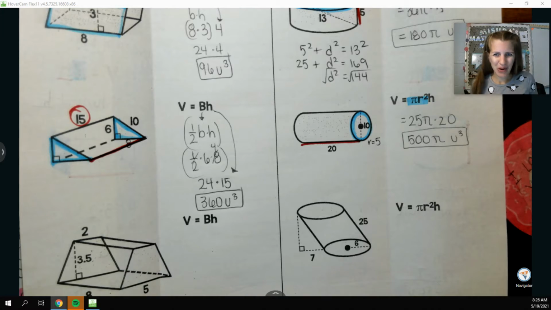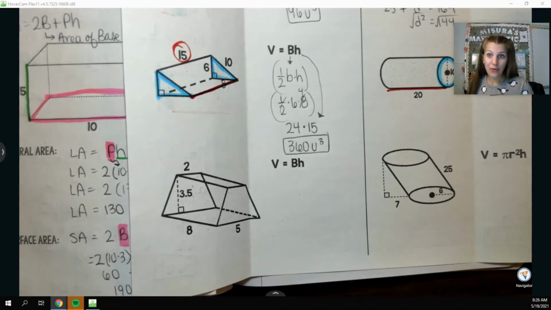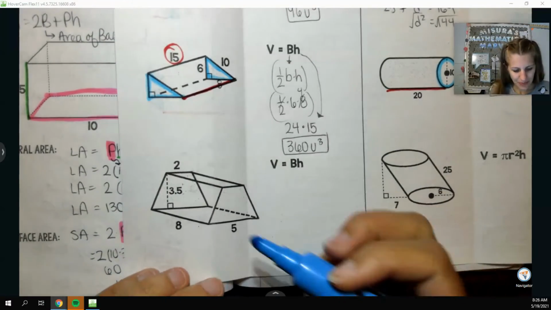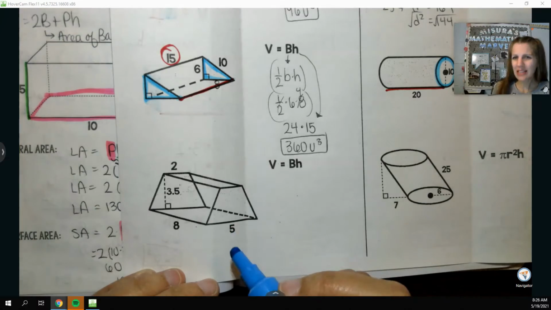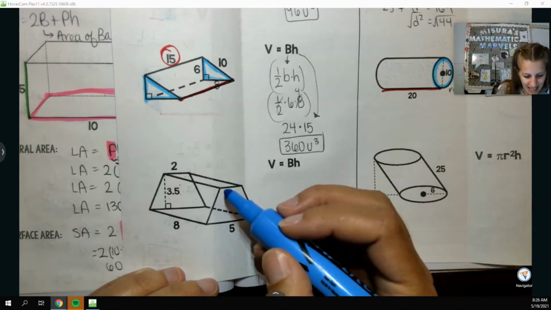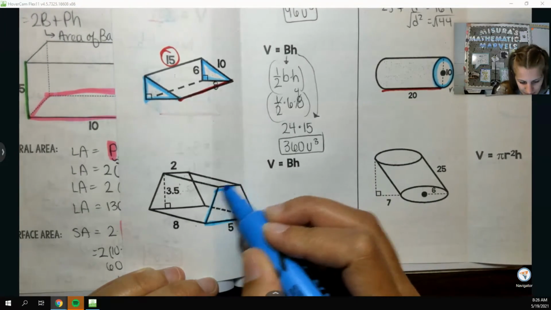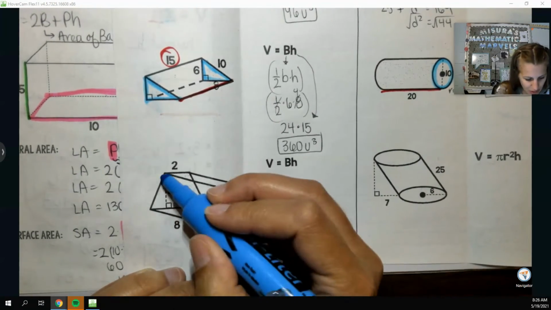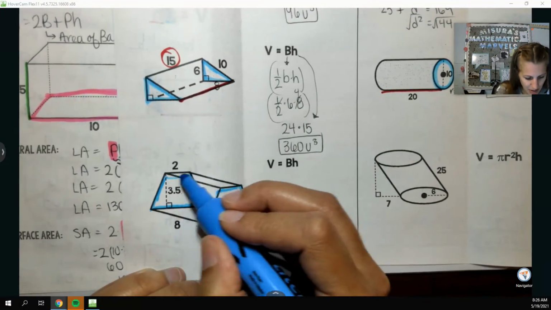All right, let's try 2 more. Okay. If I want to find the volume of this prism, I need to find the area of the base. And this prism here kind of looks like a gold brick. We like that. It has to be the trapezoidal base, because there are 2 of those. So base does not mean bottom.